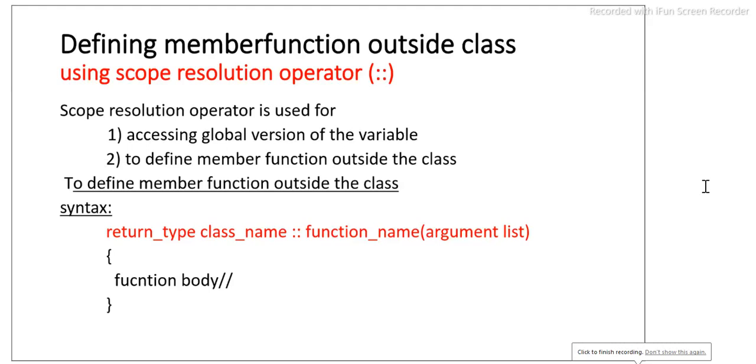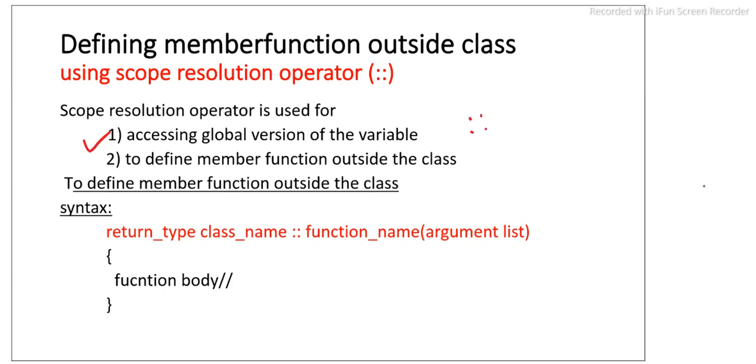In this lecture of object oriented programming with C++, today we will discuss another use of the scope resolution operator. In the previous lecture we have also seen one use of the scope resolution operator: to define the member function outside the class. Another use is accessing the global version of a variable.